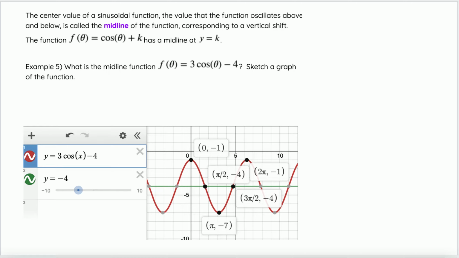What we found by the shifting up or the shifting down is what we call the midline of the function. That plus 4 is the midline of the function. The center value of a sinusoidal function, the value that the function oscillates above and oscillates below, is called the midline of the function, and it directly correlates to the vertical shift. Notice we have it represented by a plus k. It could be a negative too if we're going down units as well.